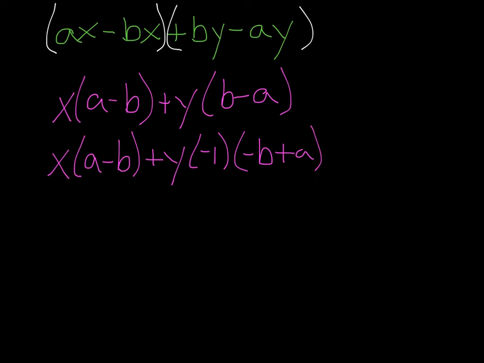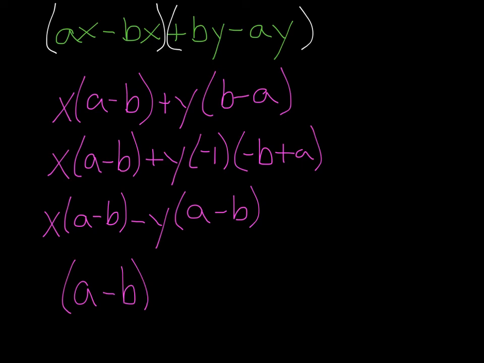Now, if we rearrange these two, keeping the sign to the left with it, we would have x, a minus b. Now, right, this positive y times -1 is a negative y. And when we rearrange it, we have a minus b. Okay, so now we actually have a situation that we can move forward with because both of these terms have an a minus b with them. So we're going to take an a minus b out front, and we're left with an x minus y.